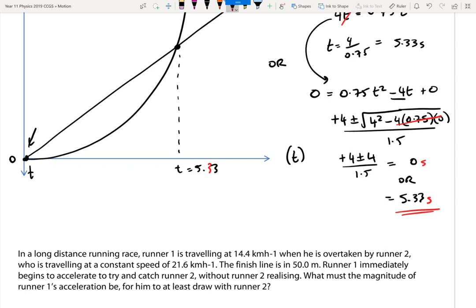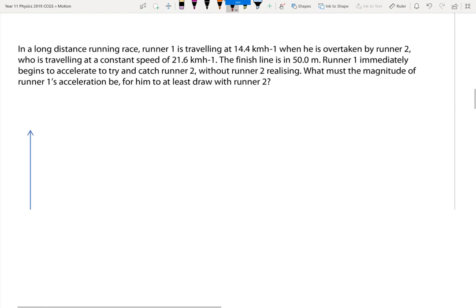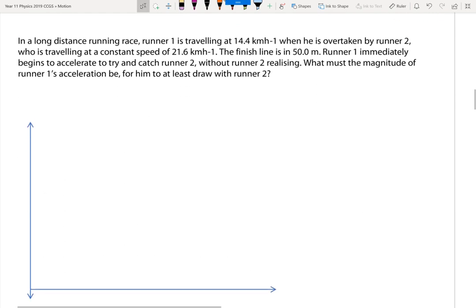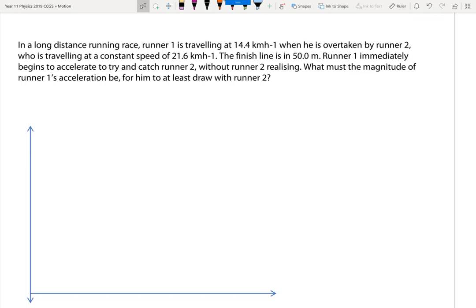Rather than me talking at you for any longer, let's have a go here. Now, I think when I made these questions, I made the velocities really, really simple such that when you convert them, 14.4 divided by 3.6 is just 6. No, that's a 21.6. Oh, that one there is just 6. And this one here is just 4.